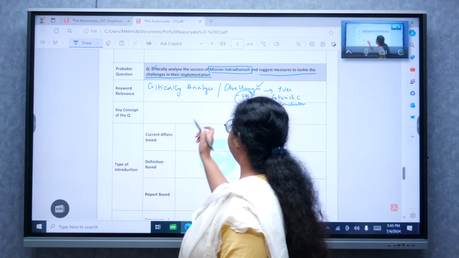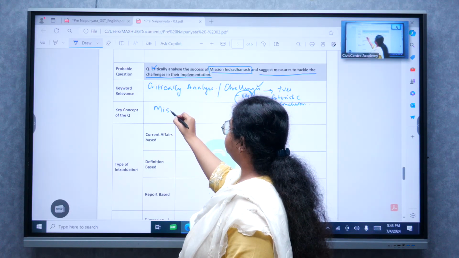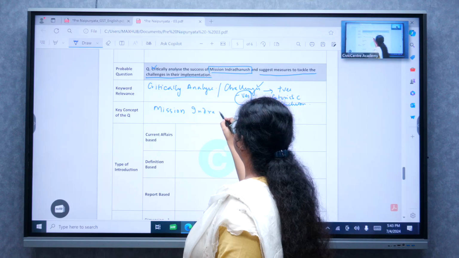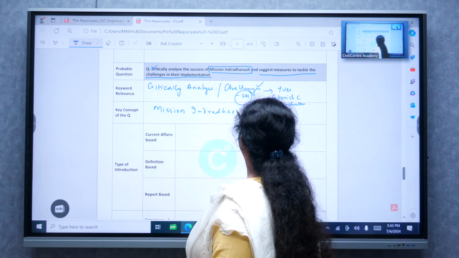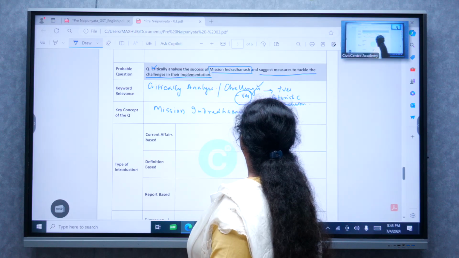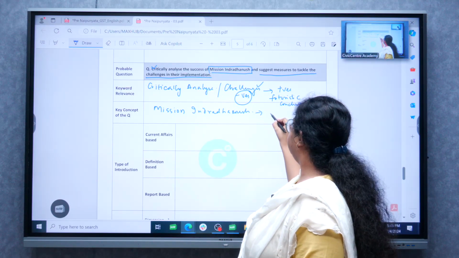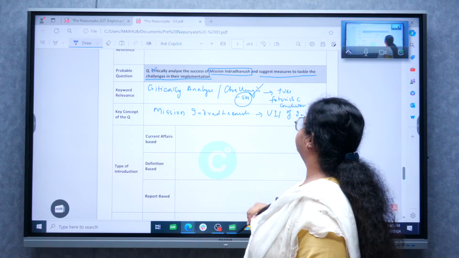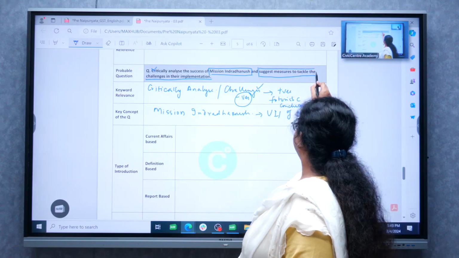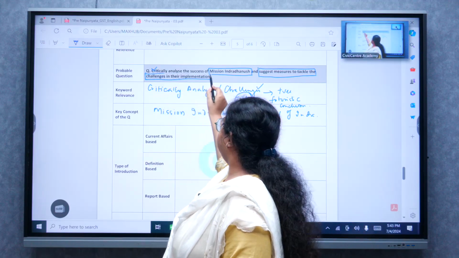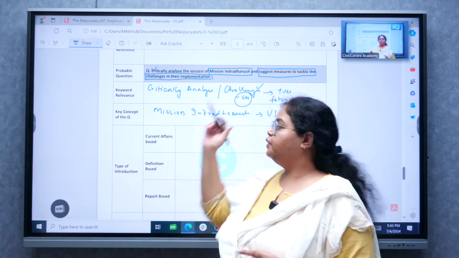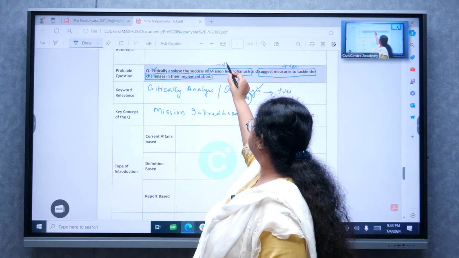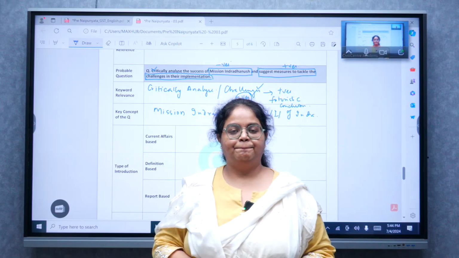So, now what is the key concept? The key concept here is Mission Indradhanush. Now what is this? This is the Universal Immunization Program of India. And suggest measures to tackle the challenges in their implementation. That will be your positives. Critically analyzing the Indradhanush should be the negatives of the mission, right?